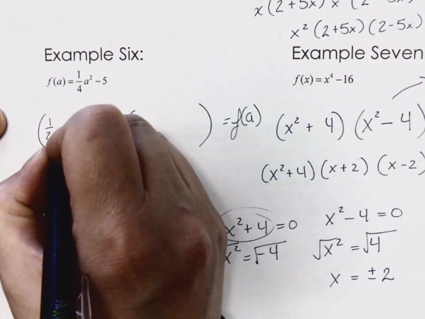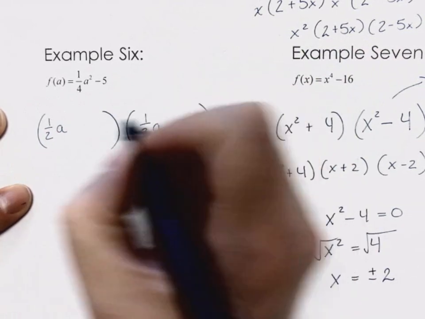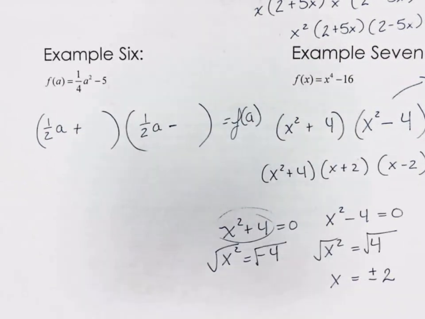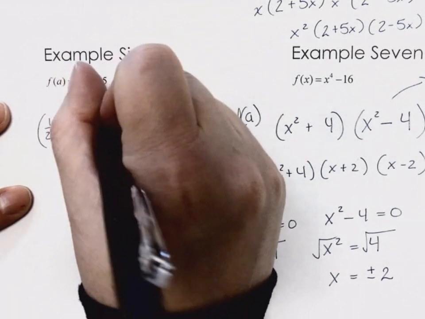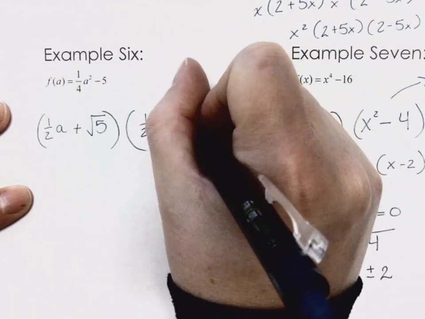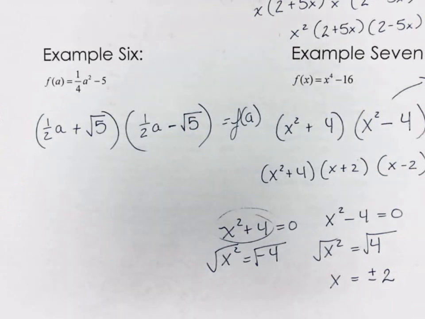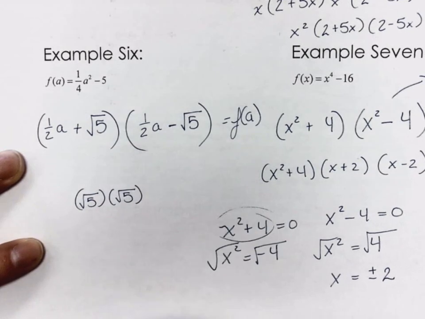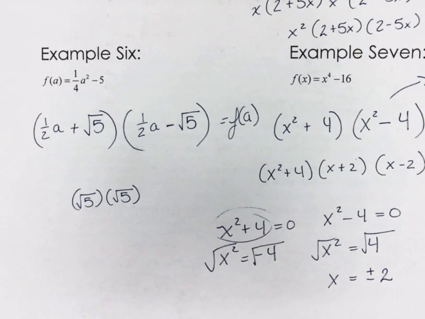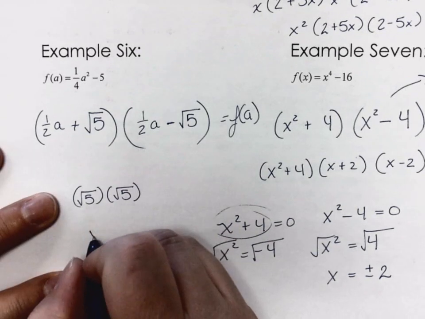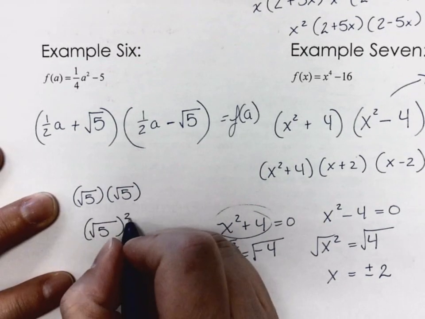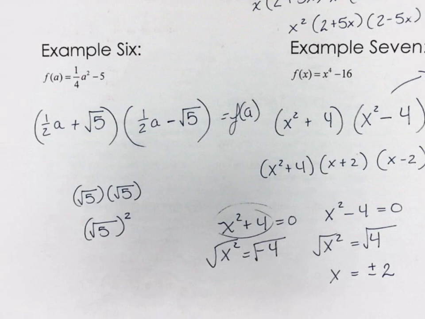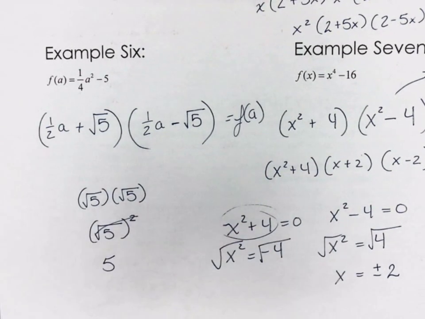So I'm going to have 1/2 a, 1/2 a. And I won't give you this question, but I'm just going to do it for funsies. What's root 5 times root 5? 5. What does that equal? Equals 5. Because really, isn't this saying root 5 squared? And then that cancels out that, and then we're left with 5.